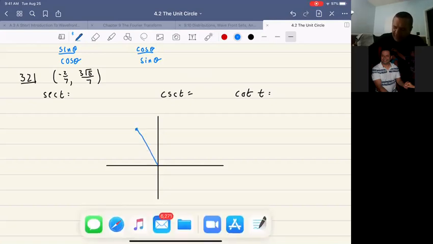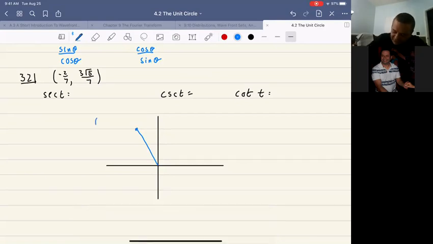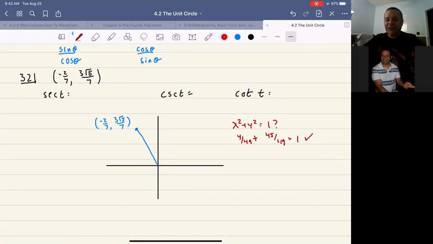I'm not going to check that it's on the unit circle. I'm going to trust that it is. Actually, I'm going to check. I can't let it go. So let's check x squared plus y squared equals 1. So we're going to have 4/49 plus, that's going to be what? 9 times 5, 45 over 49 equals 1. Check. This works. It is on the unit circle.